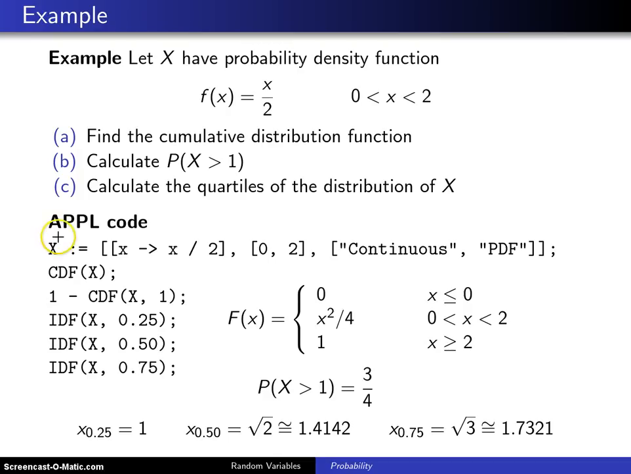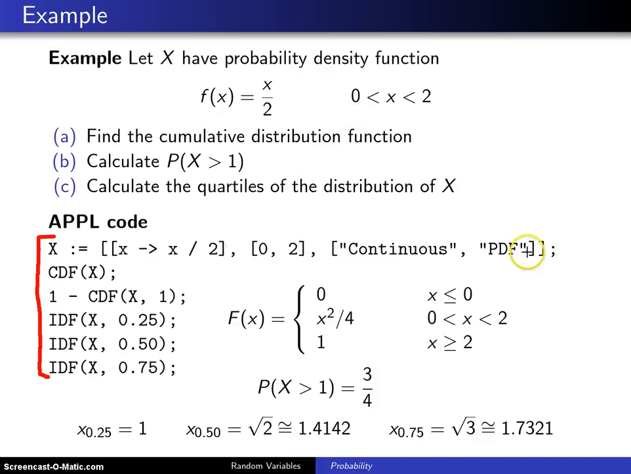Here is the APPL code, and the APPL code contains 6 lines, the first of which establishes the random variable x. This uses the list of lists format. In the first sublist, you see x equals x over 2. This is Maple's format for defining a function, and x over 2 is little f of x. The next sublist contains 0 and 2, and those are the endpoints of the support of the random variable x.